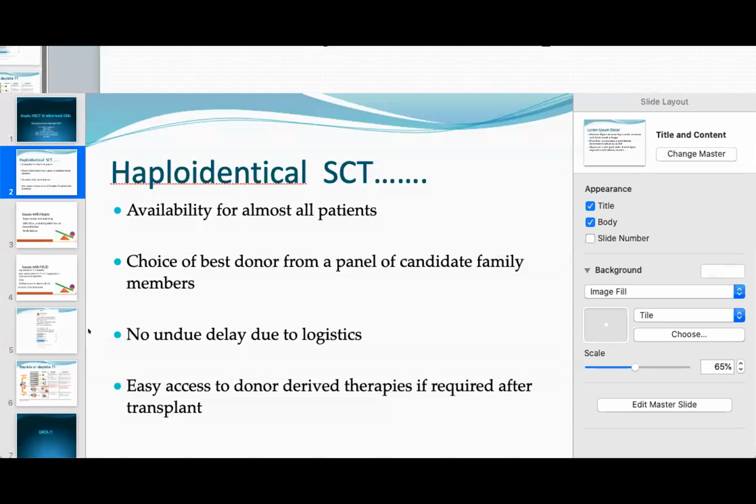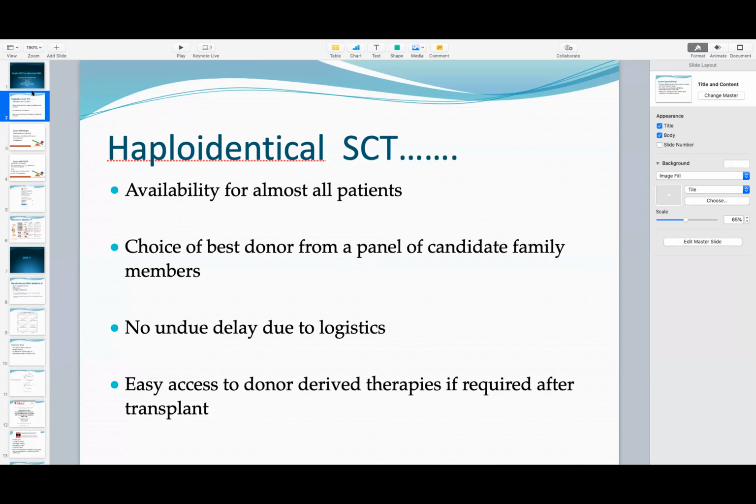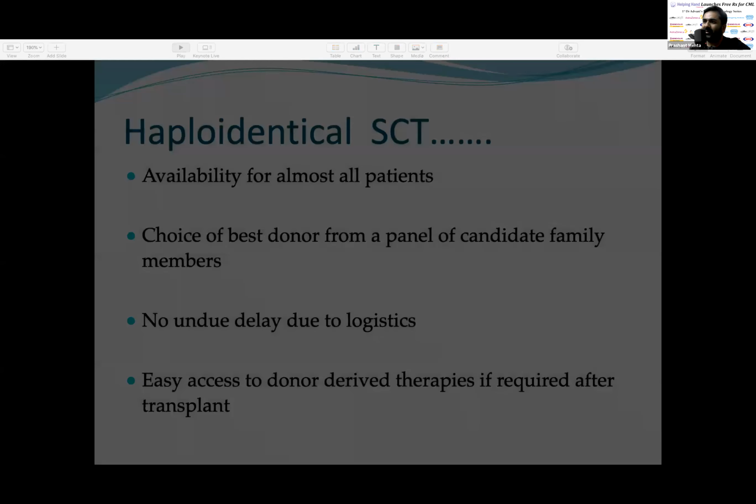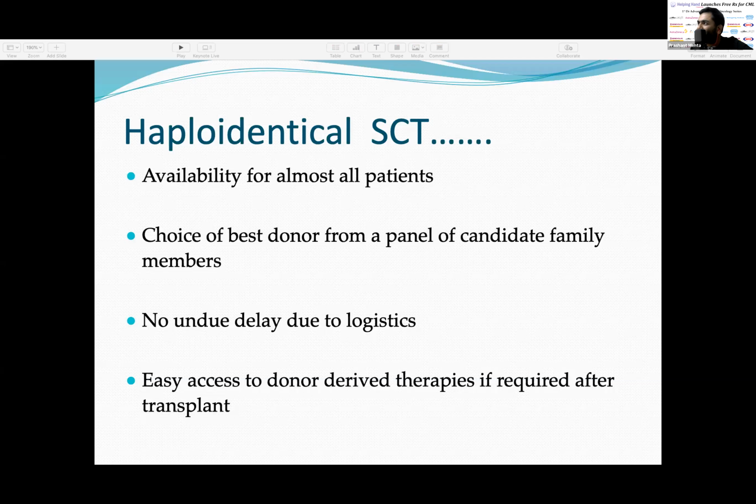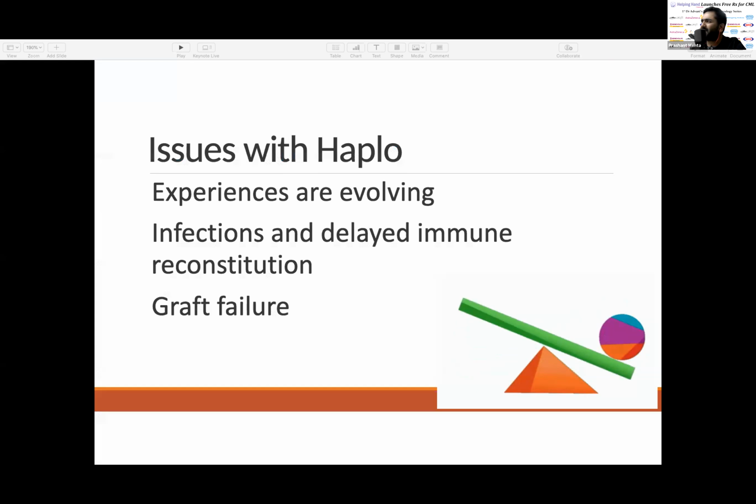Okay, fine. So I said there are many reasons why I would choose haplo for my advanced CML patients. It is available for almost all patients. The donor is chosen from the family, there's no undue delay due to logistics, and the donor-derived therapies are also easily accessible.